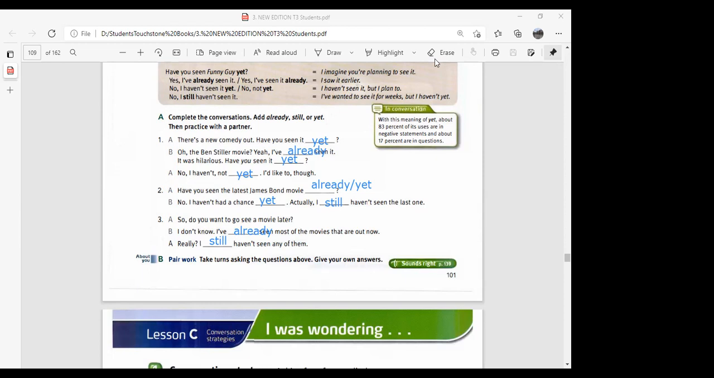Okay. Well, the exercises of this grammar are not difficult. You just need more exercises to practice. It's just three, as I said: already, still, or yet. Already is affirmative. Still could be negative or affirmative, or negative in this case. As you see here, let me show you.